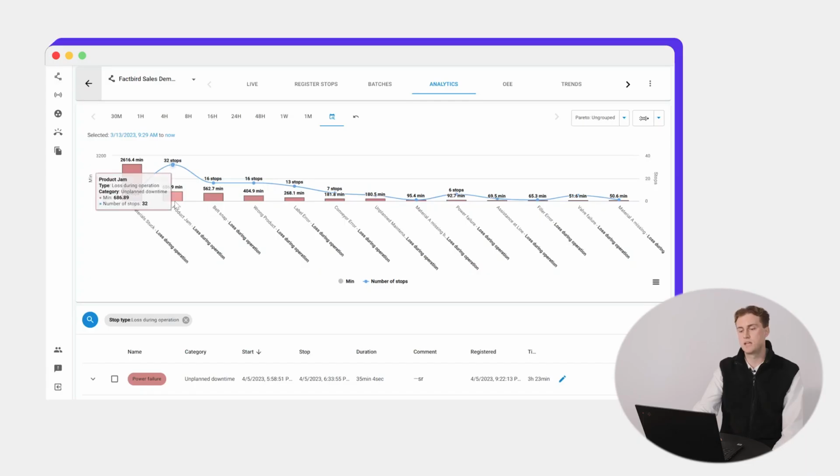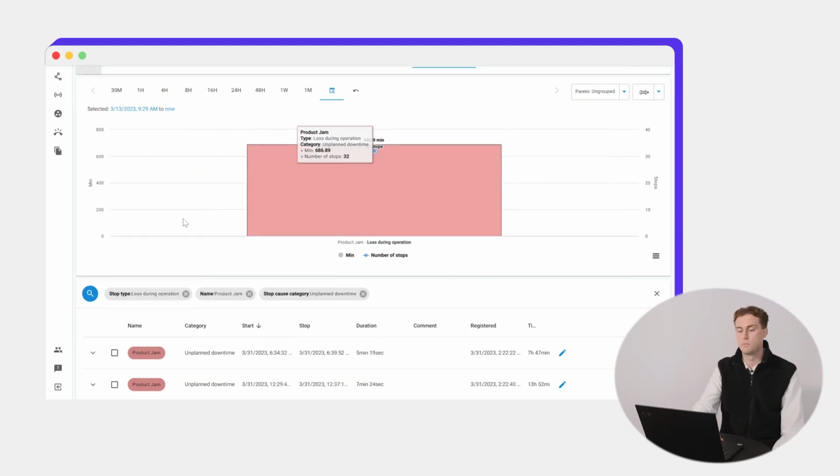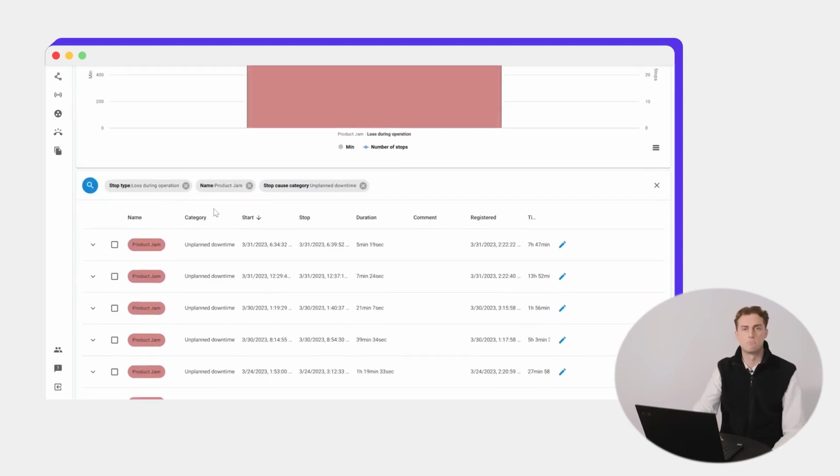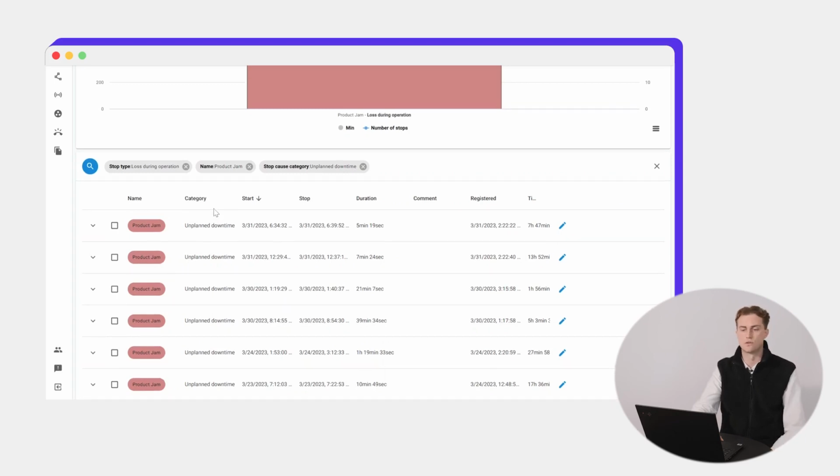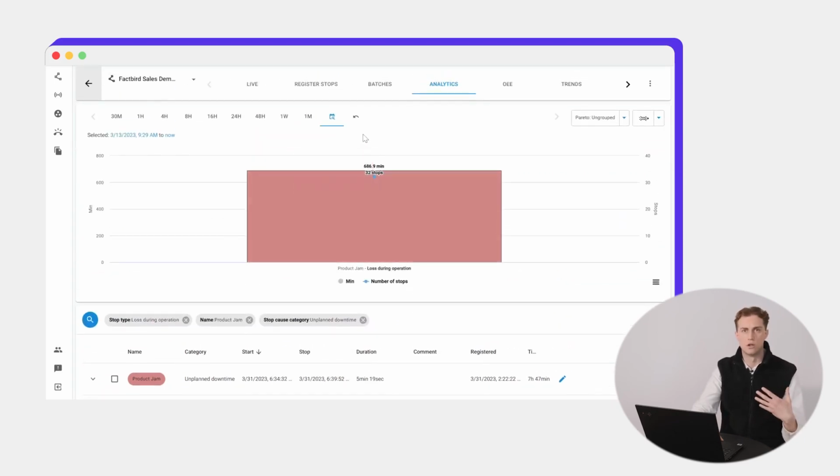So it really takes that guesswork out of knowing what is actually costing you the most time, because you know how it is, there's often different opinions on the floor as to what's the biggest problem and how much time it's costing you. This cuts through that and gives you the facts. Clicking further into that, you can see with a product jam, for example, how many times it's happened, how much time it's cost you, how long it took to resolve, and so on and so forth. So you can really get that next level of understanding.